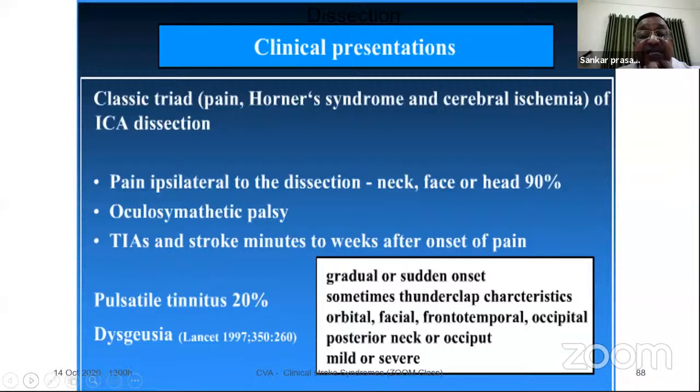However, there is a presentation where sometimes you have a classical triad of pain, Horner syndrome, and cerebral ischemia, of, I said, dissection. If the internal carotid artery inner layer is dissected or the intima is ruptured, blood enters beneath the intima, between intima and media, then there will be pain, Horner syndrome.